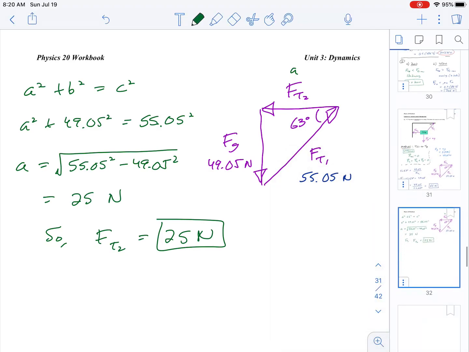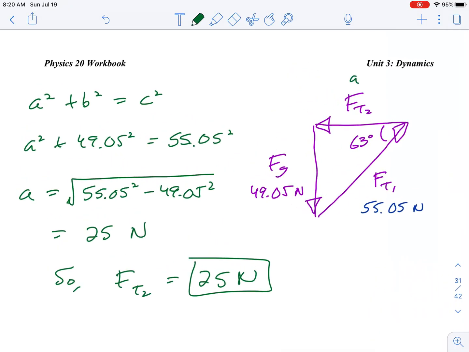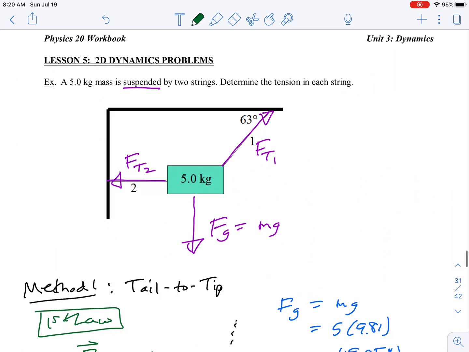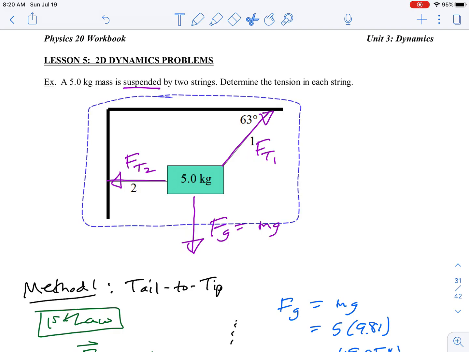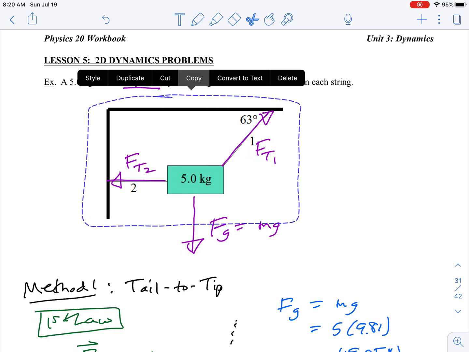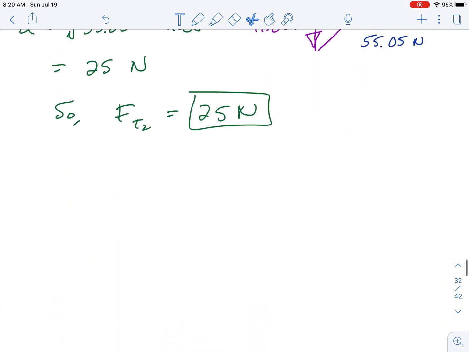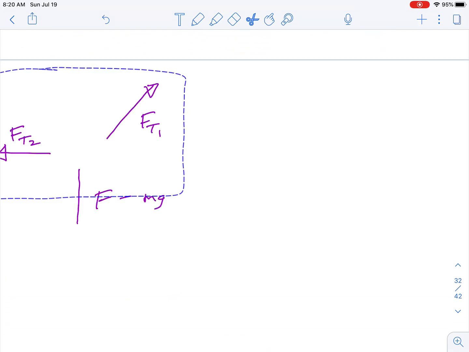There we go. Okay. So let's go back to the question here. I'm just going to copy that question one more time. Bring it down to here. Oh, well, okay. Let's not do that. Instead I'm just going to draw the diagram one more time.